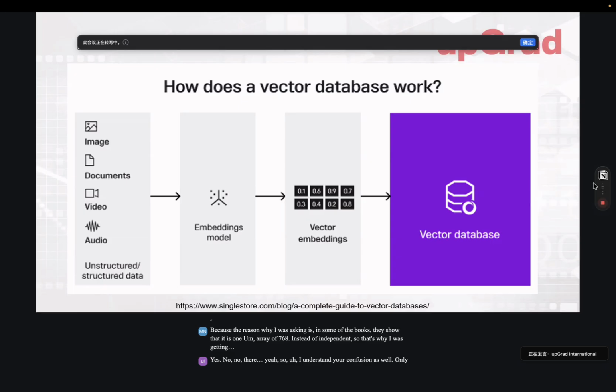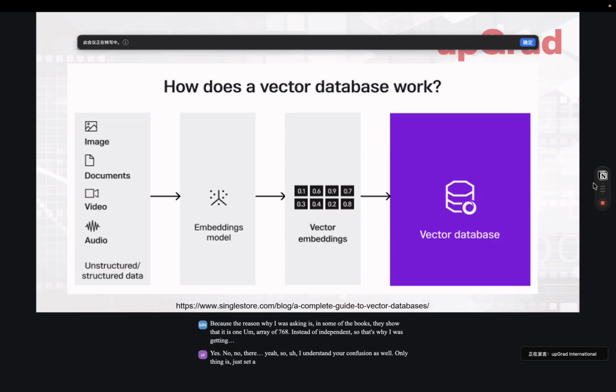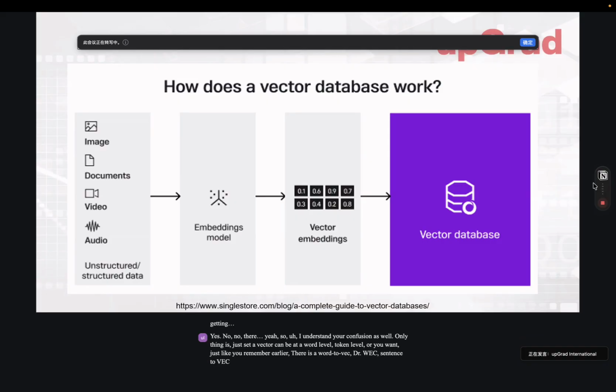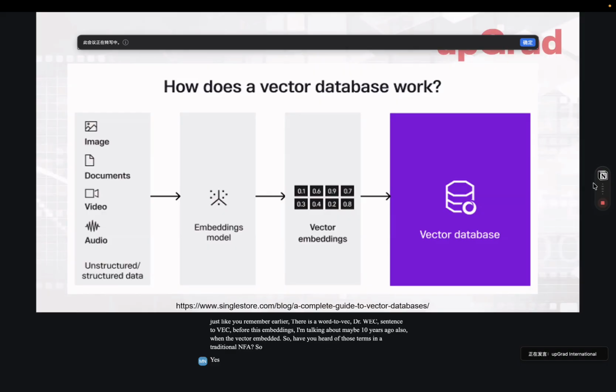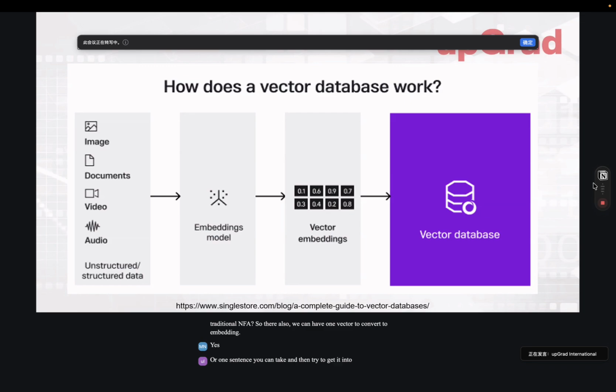The only thing is, yes, a vector can be at a word level, a token level, or more. Just like you remember earlier, there was word to vec, doc to vec, sentence to vec before these embeddings. I'm talking about maybe 10 years ago. Have you heard those terms? Yes. In traditional NLP, we can convert one word to an embedding, or take one sentence and get an embedding, or go to doc to vec. But the more famous one is word to vec.